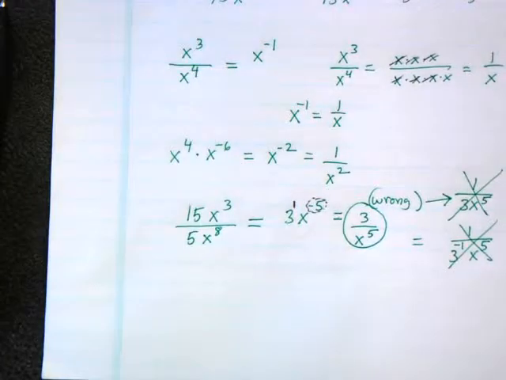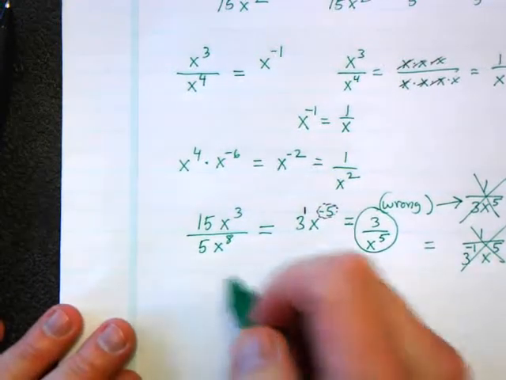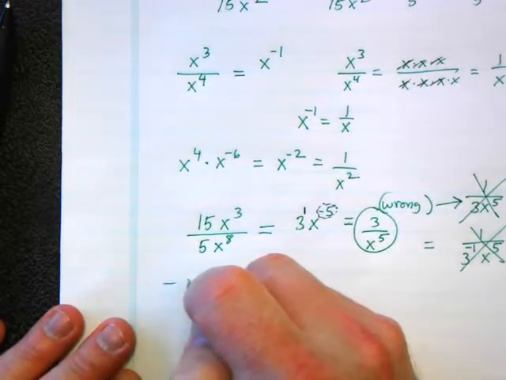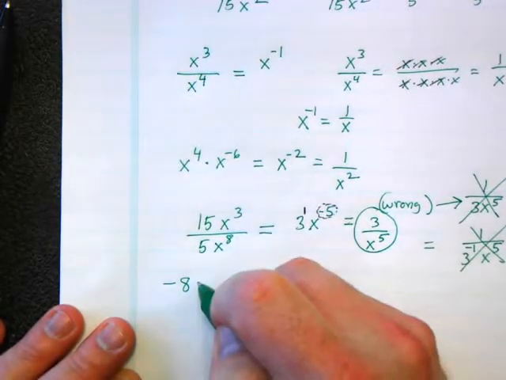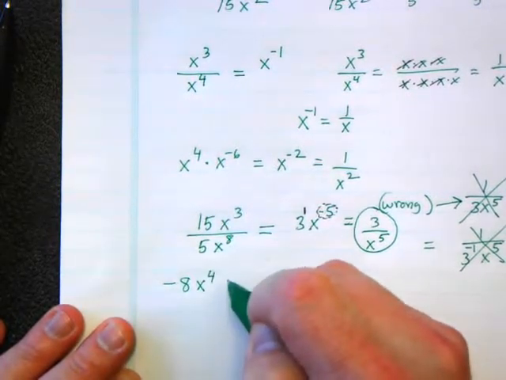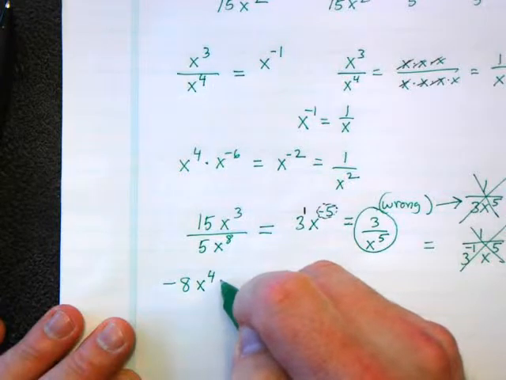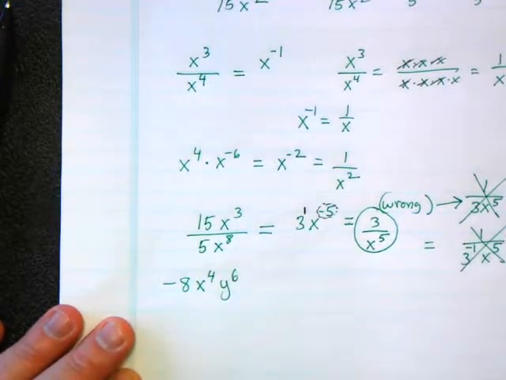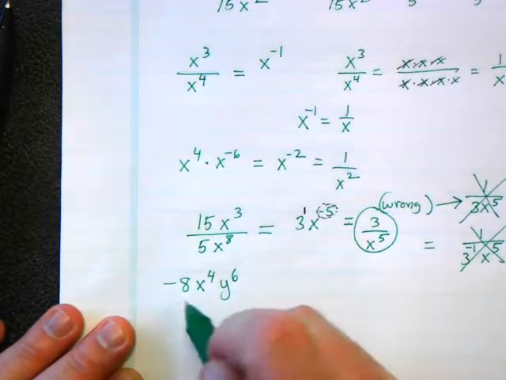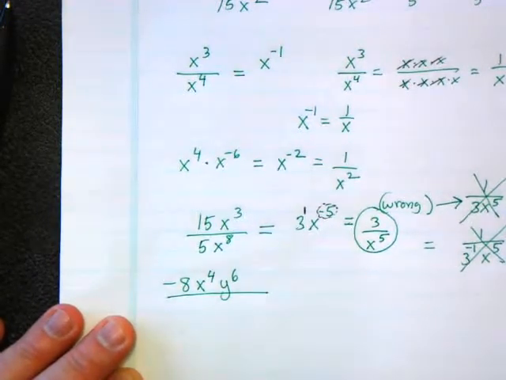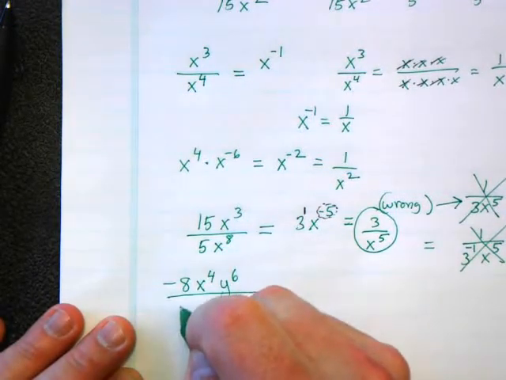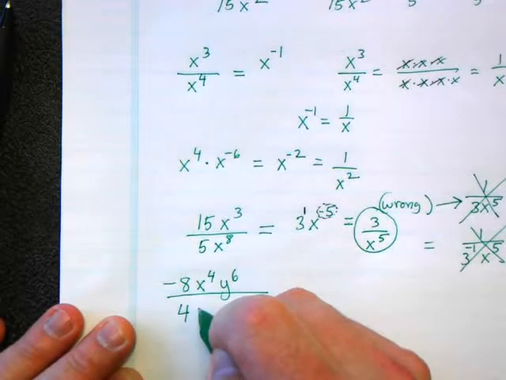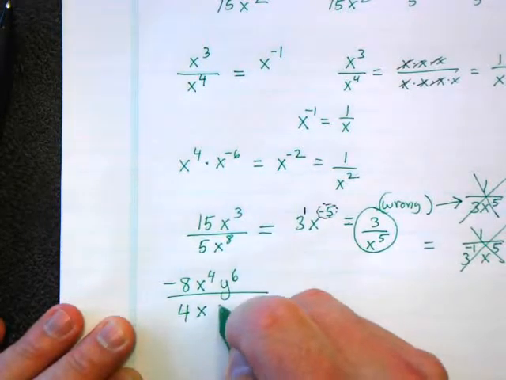All right, one more of these. How about negative 8, x to the 4th, y to the 6th, let's put some more letters in here too, divided by 4, x, y to the 10th.